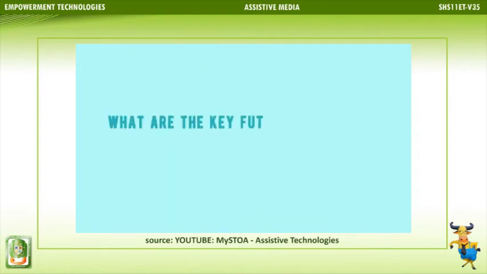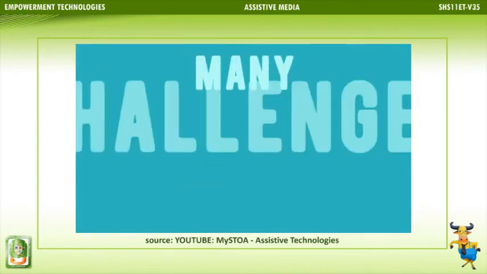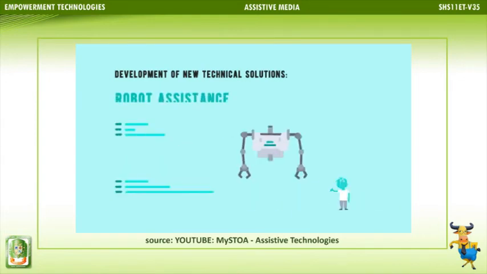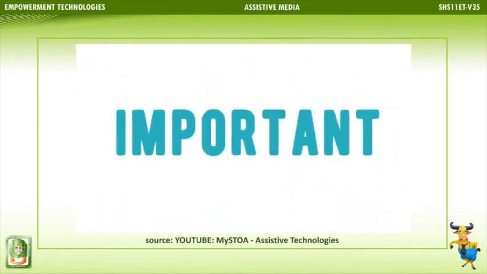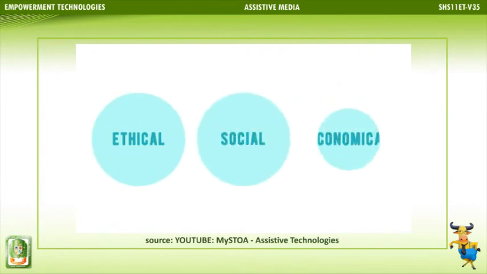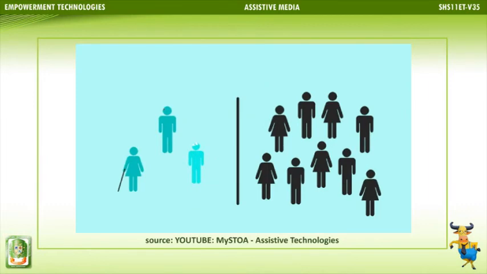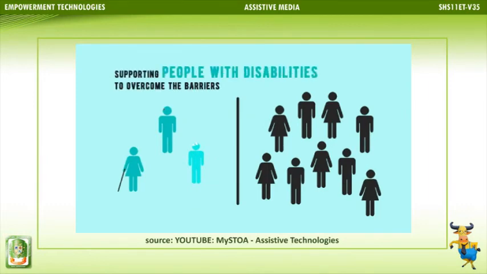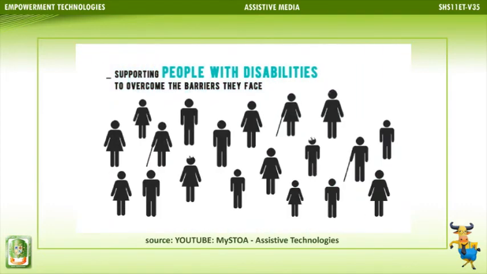What are the key future challenges of ATs? Many challenges lie ahead of us. These include the development of new technical solutions like bionic eyes and robot assistants. At least as important is the careful ethical, social, and economic assessment of these technologies. ATs can already play an essential role in supporting people with disabilities to overcome the barriers they face. But society also needs to change so that we can overcome the attitudinal and social barriers still existing towards people with disabilities.